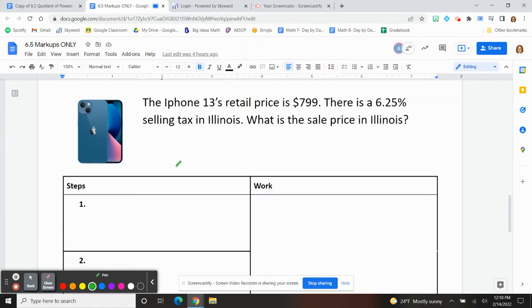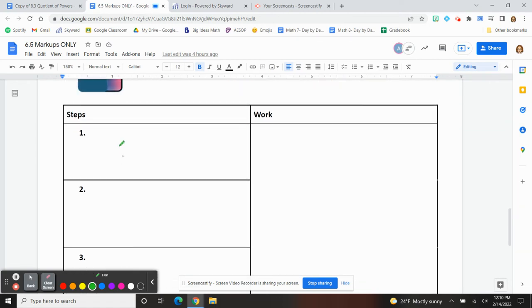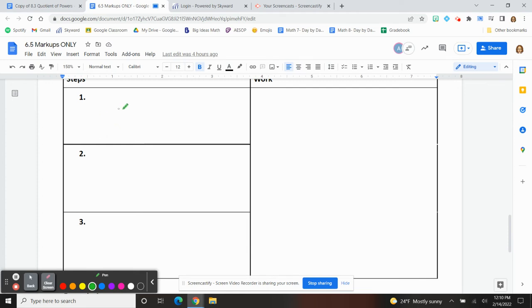Example 3 are all true numbers. The latest iPhone 13, just a regular iPhone 13, is retailed at $799. There is a 6.25% selling tax in Illinois. So, what is the sale price in Illinois? So, this is how you figure out how to apply your taxes to anything that you're going to buy in Illinois. So, for now, we're going to rewrite all the steps because the more you write it, the more likely you're going to remember it in the steps column. So, let's all do that first.